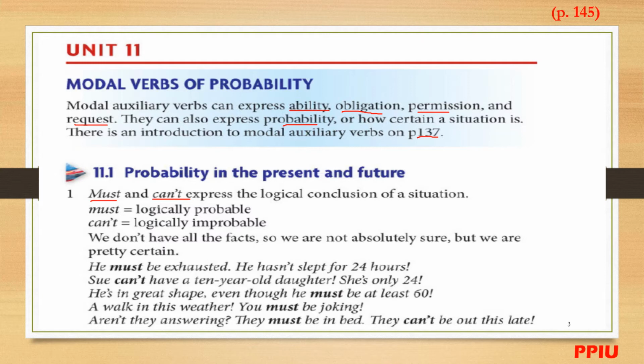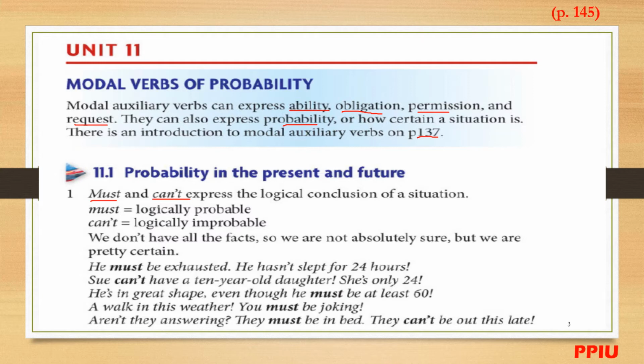Okay, it may be or it might happen, something logical here. There's also one that might not happen, we can say. We don't have all the facts, so we are not absolutely sure, but we are pretty certain. So that is the part where we believe or suppose that it might happen.